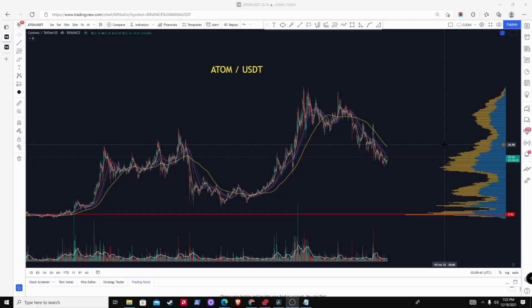Now here we are on an Atom chart. To start with, it's a good idea to scroll out to at least an hour or longer time frame. So in this example, we're on the 4-hour time frame. We just want to get as much price action as possible.